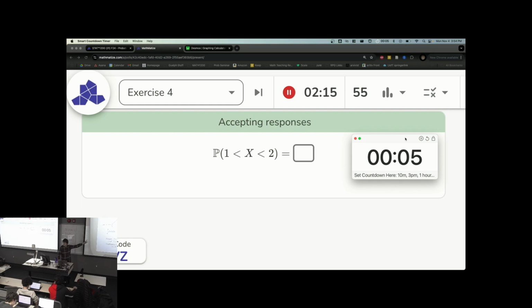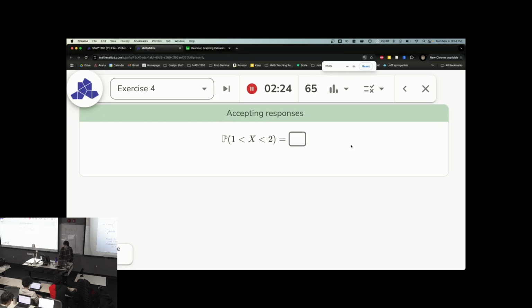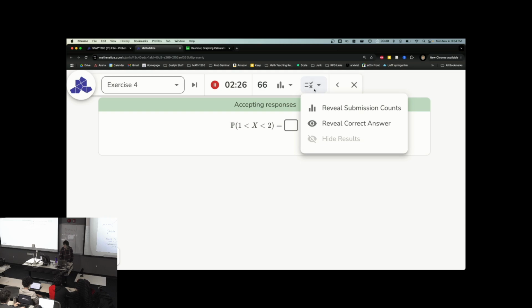Okay, 5 seconds left. Put in your guesses. Put in 111 if you're really stuck. And let's see what people thought. Okay. What did people think? Let's reveal the counts.